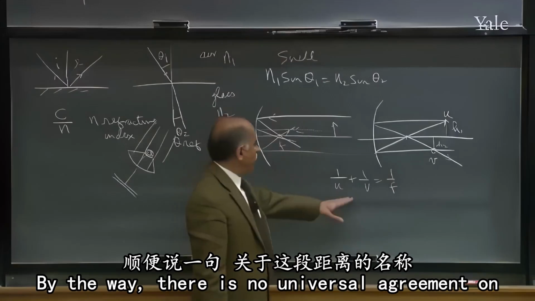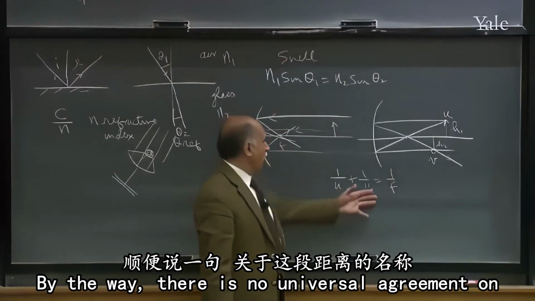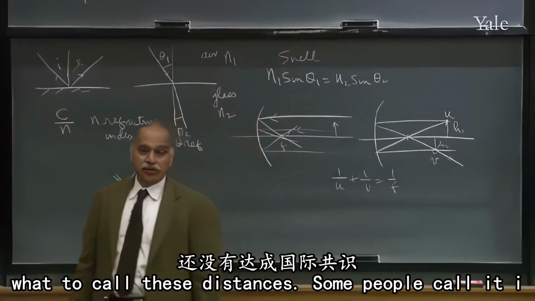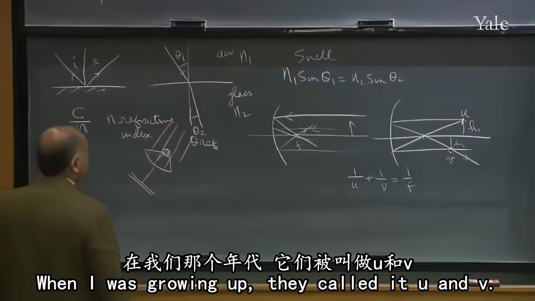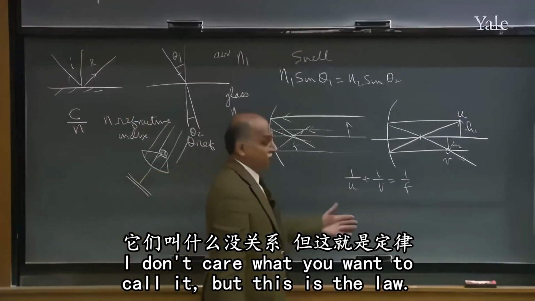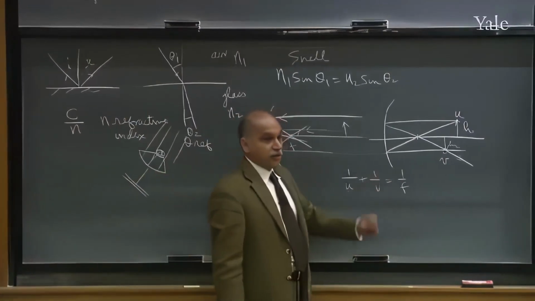By the way, there is no universal agreement on what to call these distances. Some people call them I and O for image and object. When I was growing up, they called them u and v. I don't care what you want to call them, okay? But this is the law.